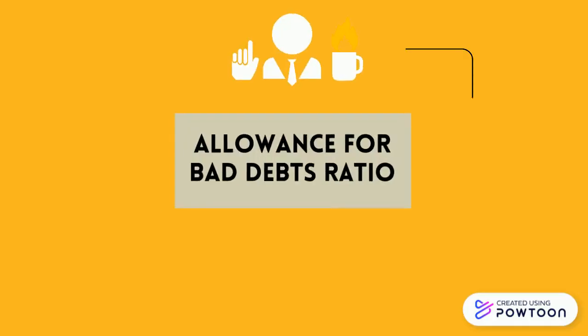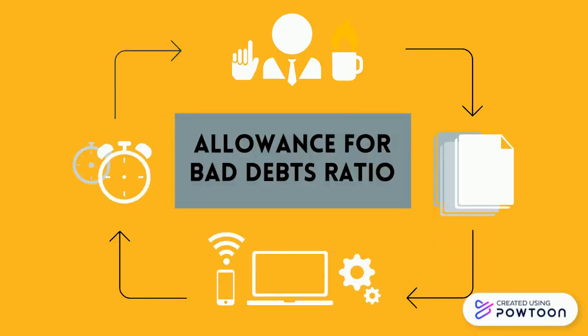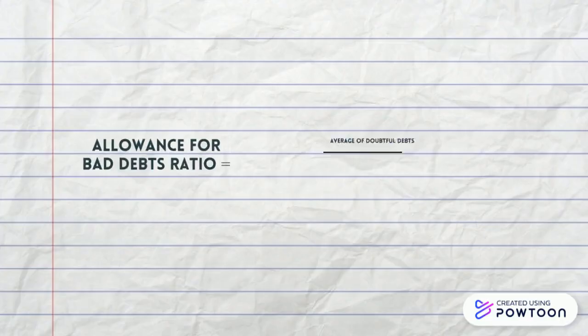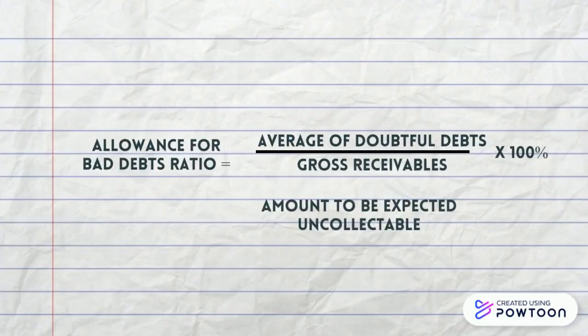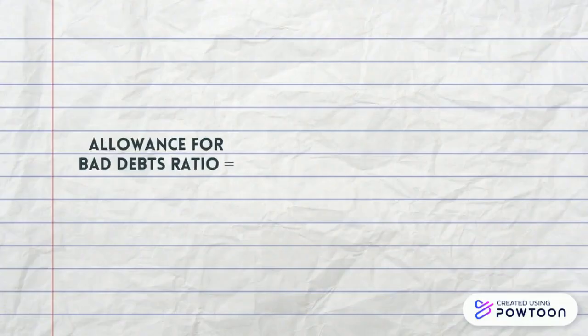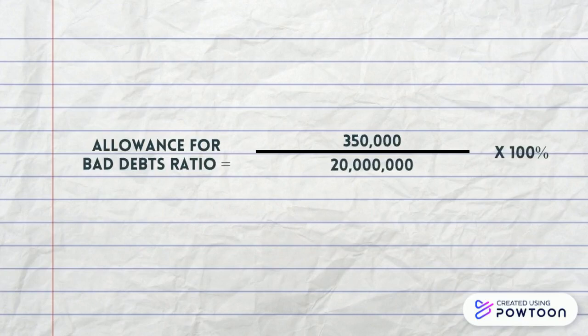Finally, we can also use the allowance for bad debts ratio, which shows the expected amount of receivables to be uncollectible. This is found by dividing the average of doubtful debts by gross receivables. For example, a business has doubtful debts of 350,000 and gross receivables of 20 million. When we input these into the formula, we find that the business expects 2% of gross receivables to be uncollectible.